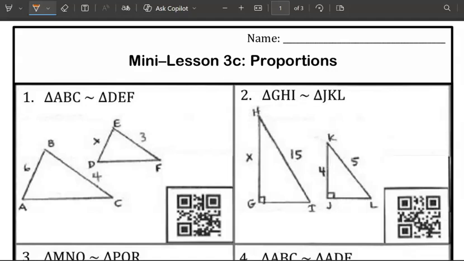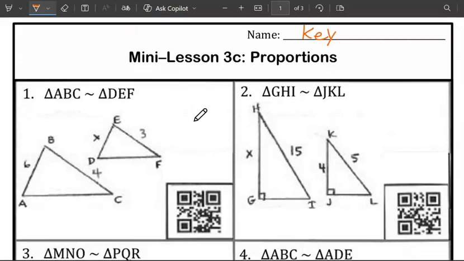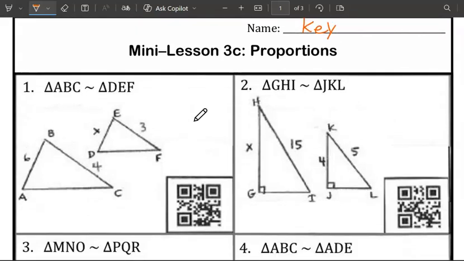Mini lesson 3C, proportions. Number 1, triangle ABC is similar to triangle DEF.